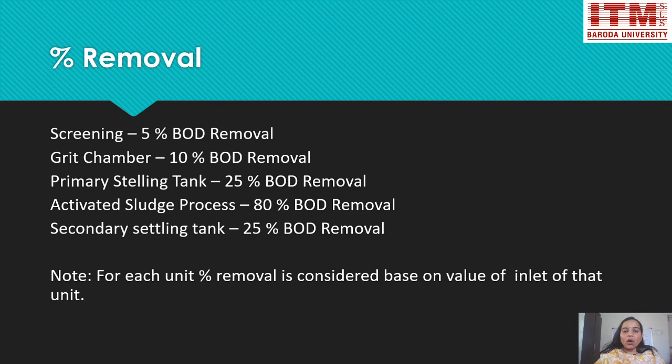So in all these units, what are we achieving as removal? Here I have mentioned that by screen chamber we can achieve 5% BOD removal. What we have to understand is that if BOD was 100 at the initial stage, that is at the inlet of the screening, the screening will remove 5% of 100, and then it will enter the grit chamber. Whatever is entering the grit chamber is taken as 100% for the grit chamber, of which 10% will be removed. Likewise in the primary settling tank 25%, in activated sludge 80%, and in the secondary settling tank 25% BOD will be removed, right?